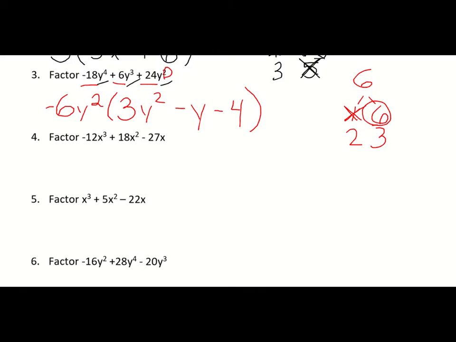So once you have your final answer, do multiply it back just to make sure it's what you started with. And notice when I multiply back, I'm not actually writing it down. I'm just making sure it would give me back the original.